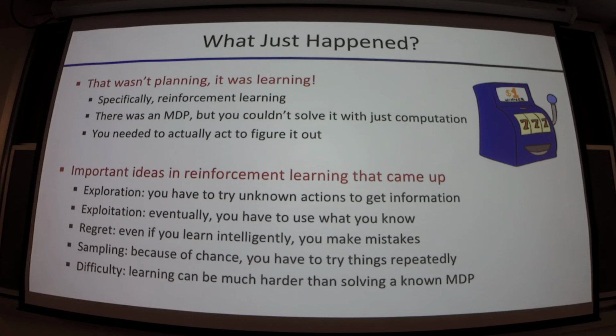All right, so in this very simple example, we touched on a bunch of really important concepts that come up in reinforcement learning. Exploration. You have to try unknown actions to get information, right? We had to try the red slot machine in order to start to build an understanding of how it was behaving so that we could keep making better and better choices, right?